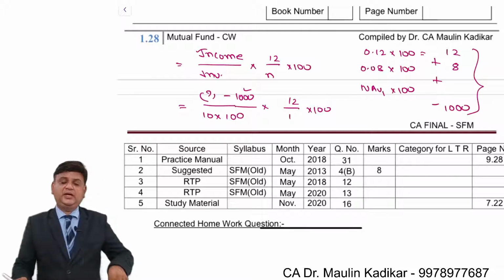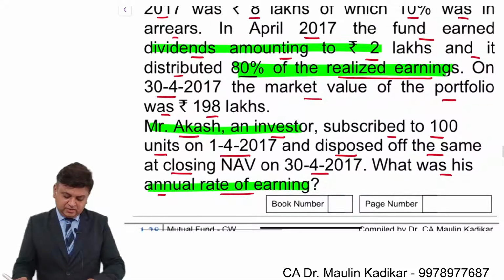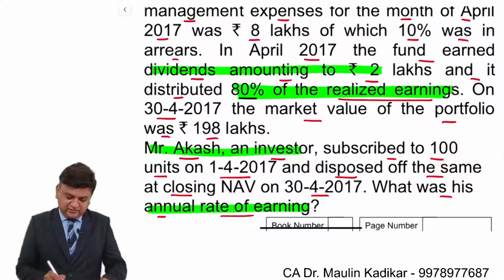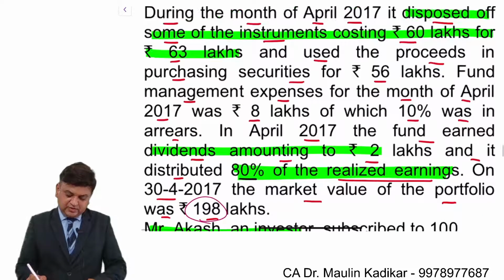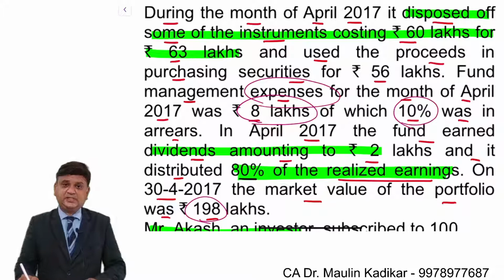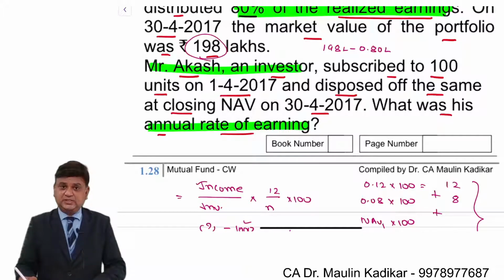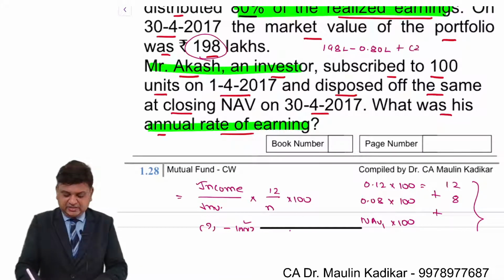NAV1 stands for net asset value at the end of the month. In that, one thing is that the value of the portfolio is 198 lakhs. We have been given that management expenses are 8 lakhs, of which 10% is in arrears. So what will happen? 198 lakhs is assets minus 0.8 lakh is the outstanding expenses. And importantly friends, we are required to add cash and bank over here.